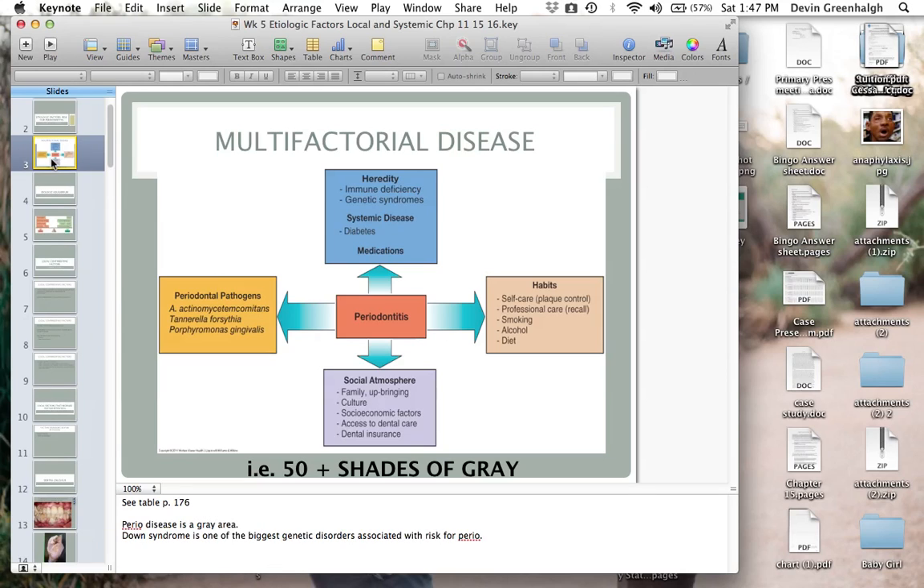You can also have social atmosphere, which can enhance periodontitis. The way you're brought up, your culture, your money factors, if you can afford care or not, if you have insurance. And then you have personal habits, such as how well you brush your teeth, how often you're going to the dentist. Do you smoke? Do you drink alcohol? Do you eat really poor foods? All of these things, again, contribute to a multifactorial disease, which is periodontitis. It's basically a gray area.